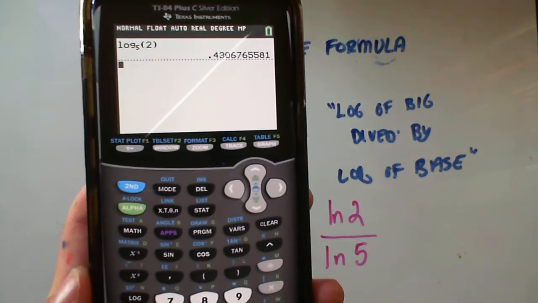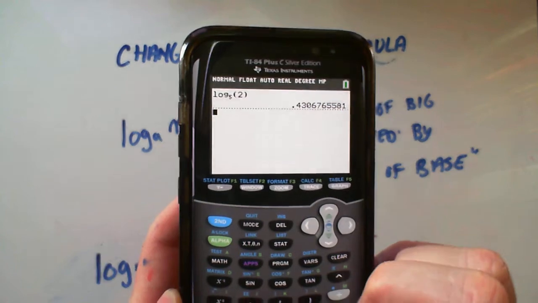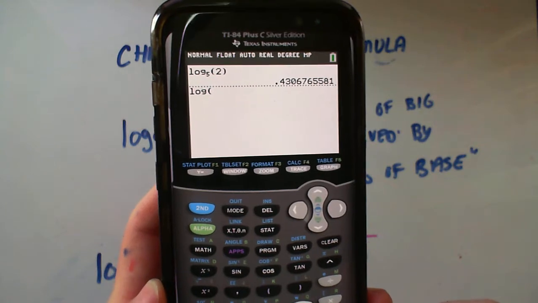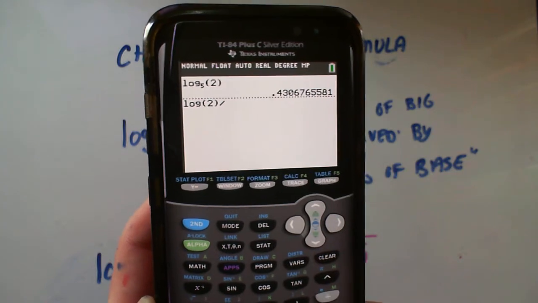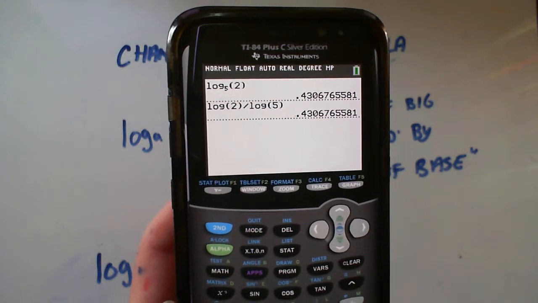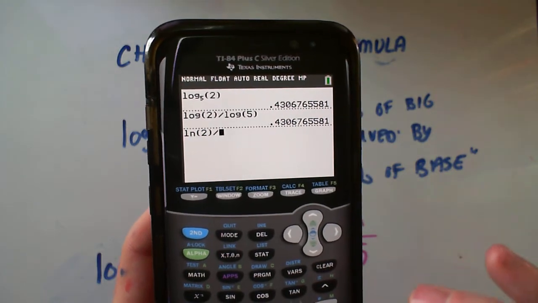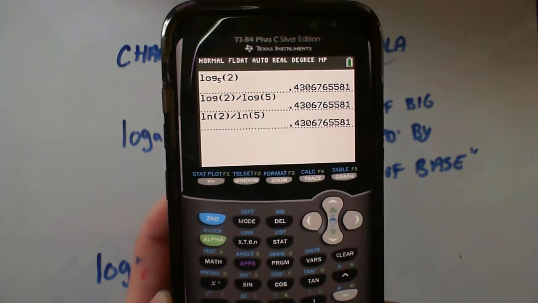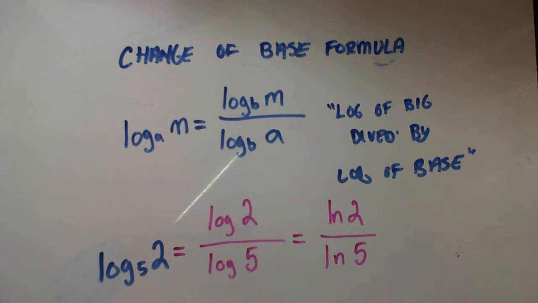But if I do not have a TI-84, if I'm using a TI-83 and I am limited to these two buttons, let's just see if we do log. Now remember, since there's no base given, that's just base 10. Log base 10 of 2 divided by log base 10 of 5 gives us the exact same value. If I did the natural log of 2 divided by the natural log of 5, again, that gives me the exact same value. And the reason that is true is because of this change of base formula.